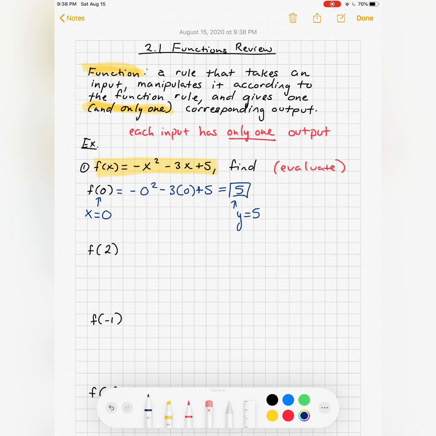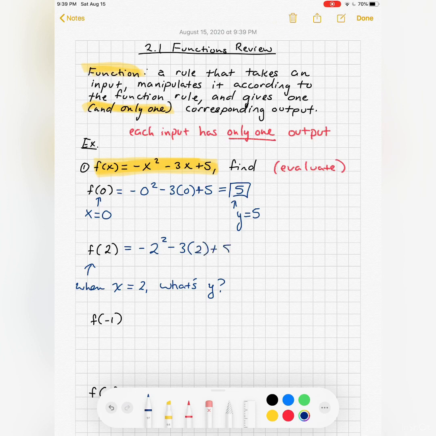So we could say when x is 0, y is 5. So really, I mean, I found a point, a coordinate pair, on the graph of that function. Okay, if I was going to actually graph that quadratic function, which is a parabola. Okay, so another way of reading this guy, when x is 2, what is y? Okay, so I take the function here and I plug the x value in.